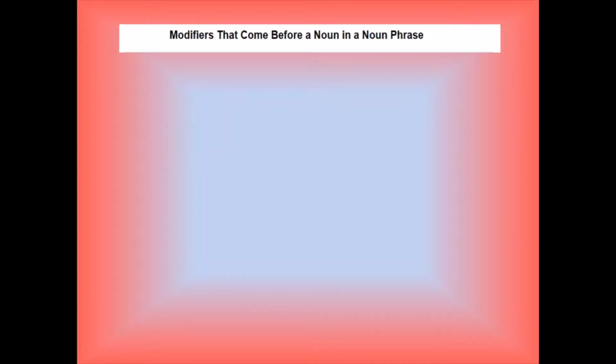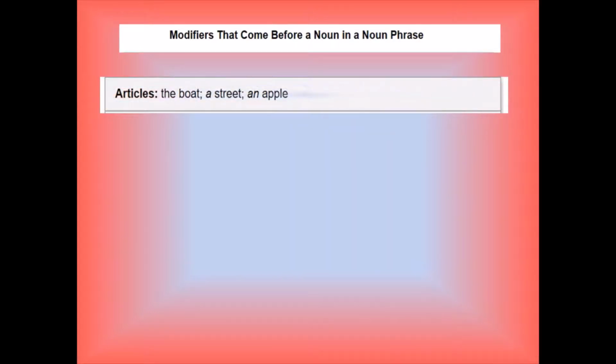After learning about components or parts of noun phrases, let us discuss modifiers that come before a noun in a noun phrase. Remember, these modifiers appear before a noun. First one, articles. Here are some examples of noun phrases. We have the boat, a street, an apple. In the first phrase, we have the article the, which appears before the noun boat. Second one, the article is a, which comes before the noun street. And the last one, our article is an.